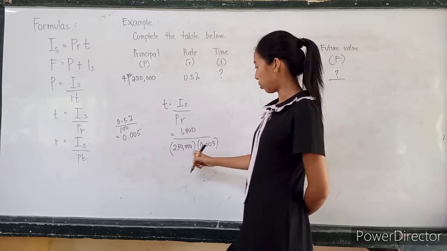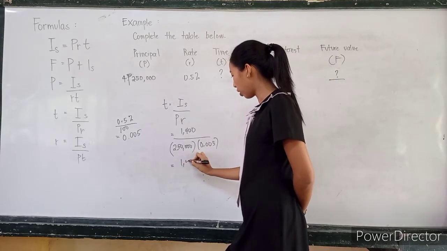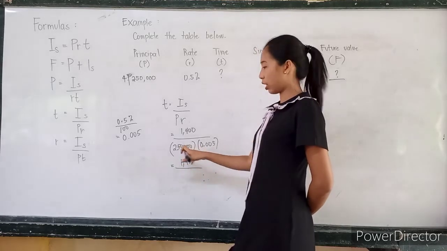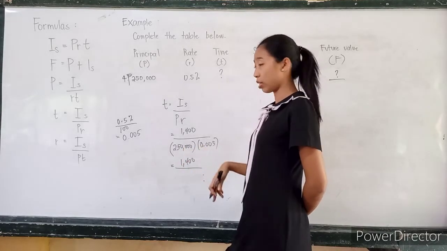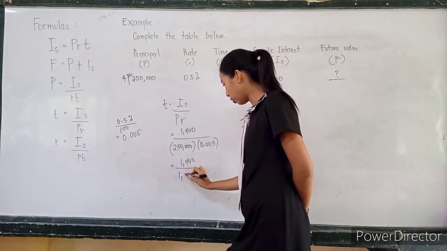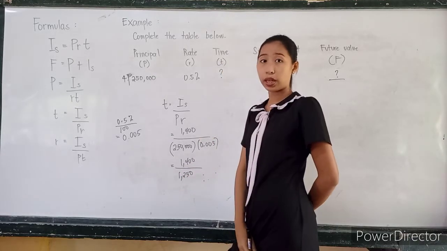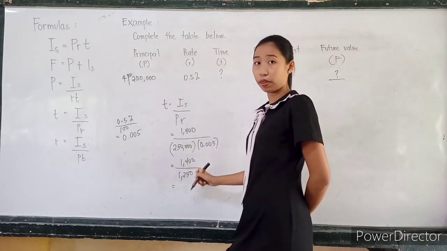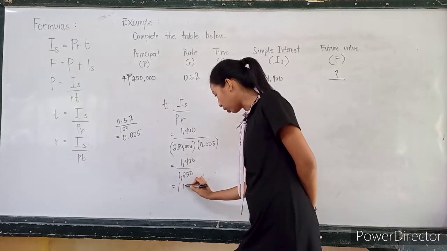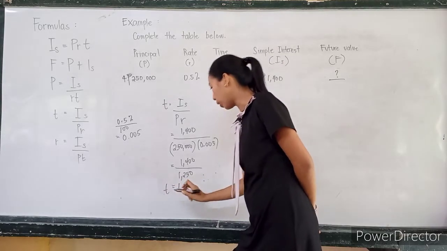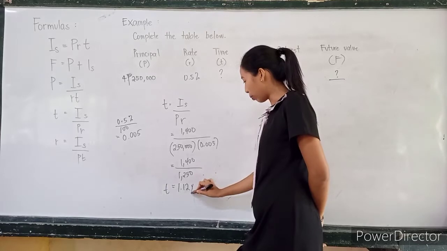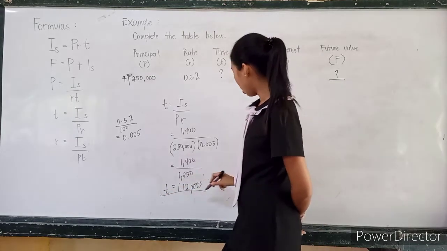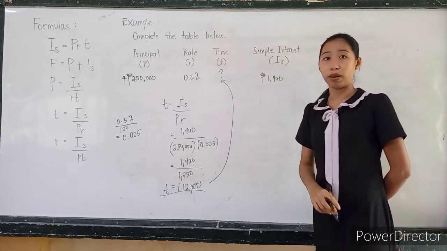So, we multiply the two of them. So, we have 1,400 divided by the product of the two, and the answer would be 1,250 pesos. After that, we are going to divide the two of them, and the answer is 1.12. So this is your time. 1.12, remember, time should always be expressed in years. So that is our answer, then no problem.